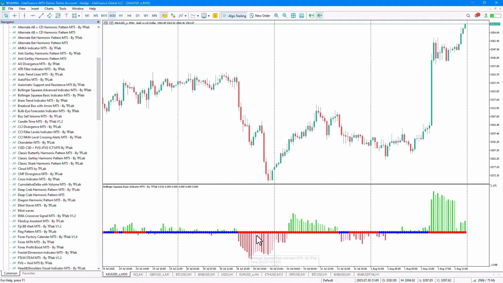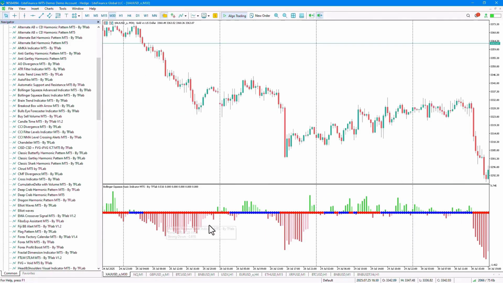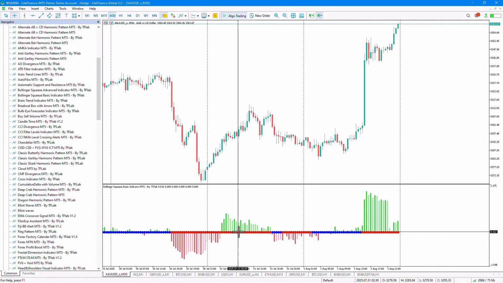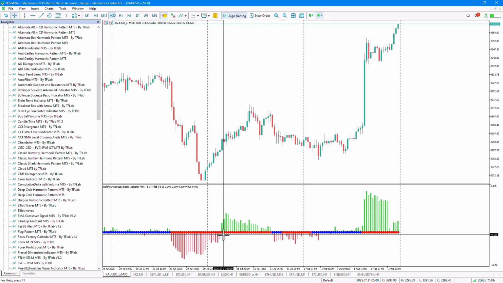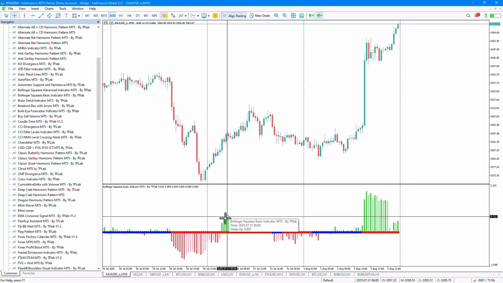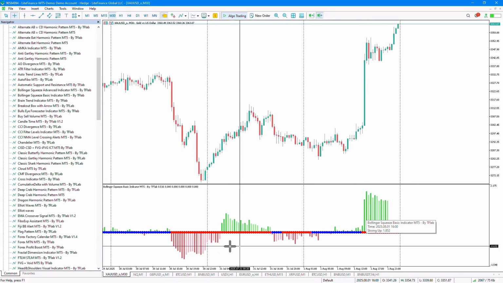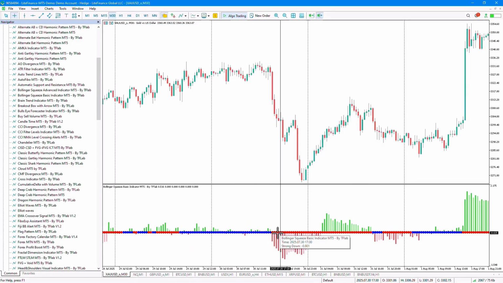The histograms displayed on the oscillator represent the market momentum. When the momentum values are above the zero level, it indicates positive momentum and an upward trend in the market. Conversely, when the momentum values are negative and below the zero level, and the histogram is shown in red, it indicates negative momentum and a downward trend in the market.